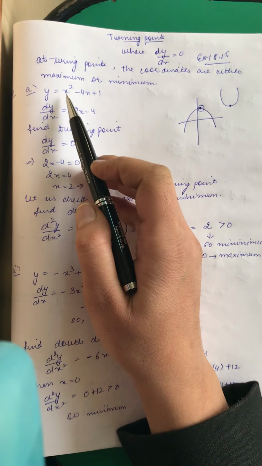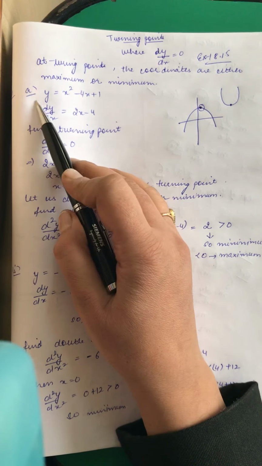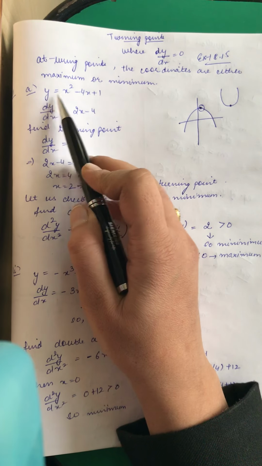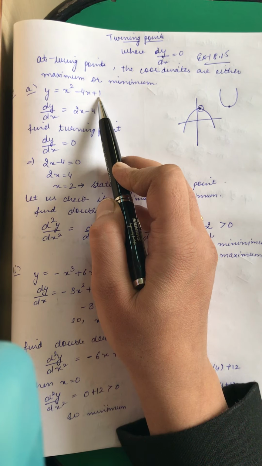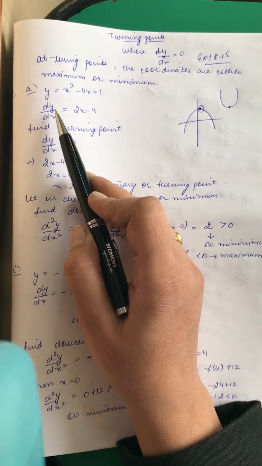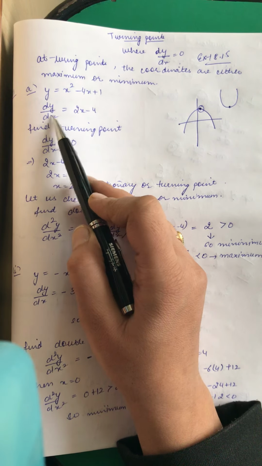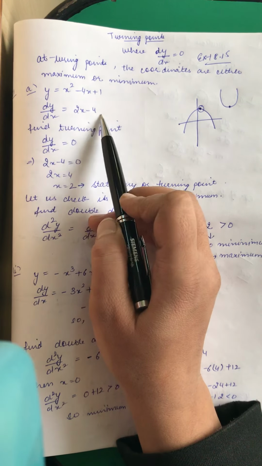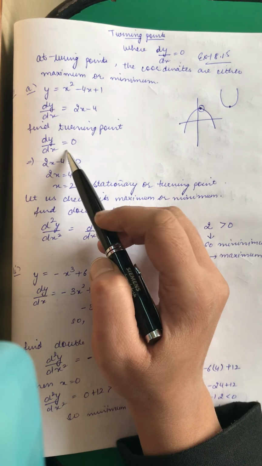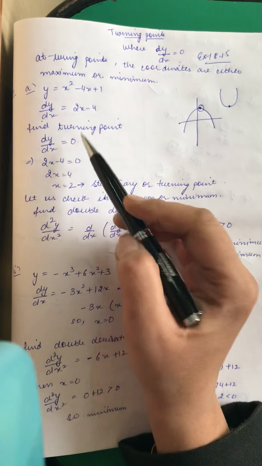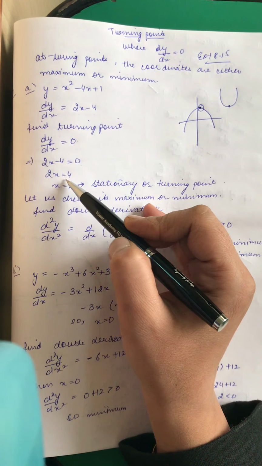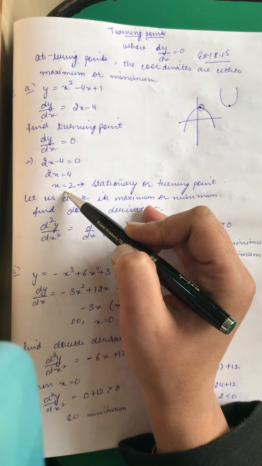This is exercise 18.15 from the book, question number 1a part. I have the curve y is equal to x square minus 4x plus 1. We have to find the turning point and check whether it is a maximum or minimum turning point. Let us first find the gradient dy by dx. This is 2x minus 4. For finding the turning point, put dy by dx equal to 0. It means 2x minus 4 is equal to 0. So the value of x is 2.